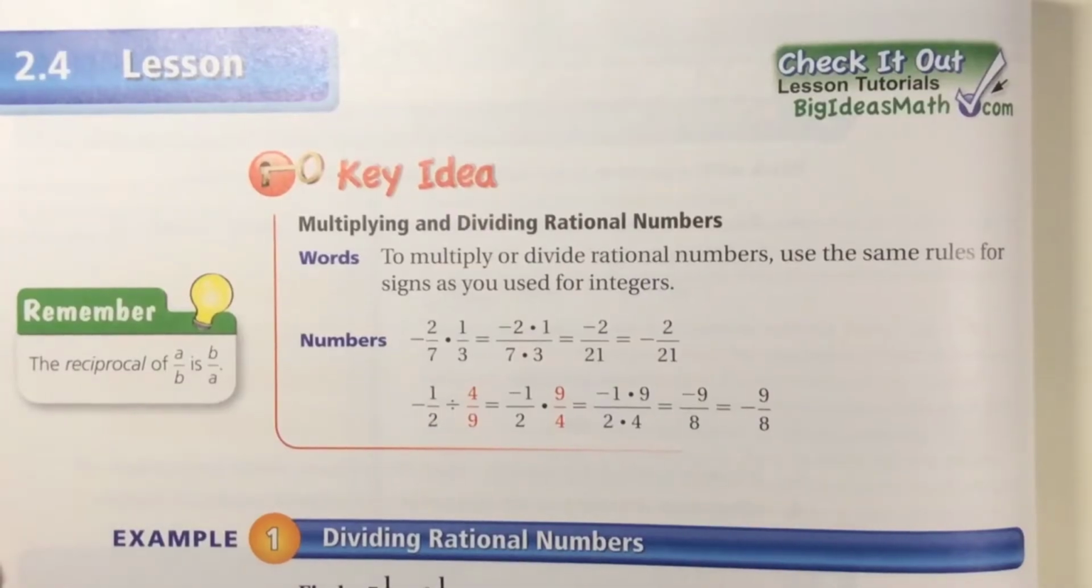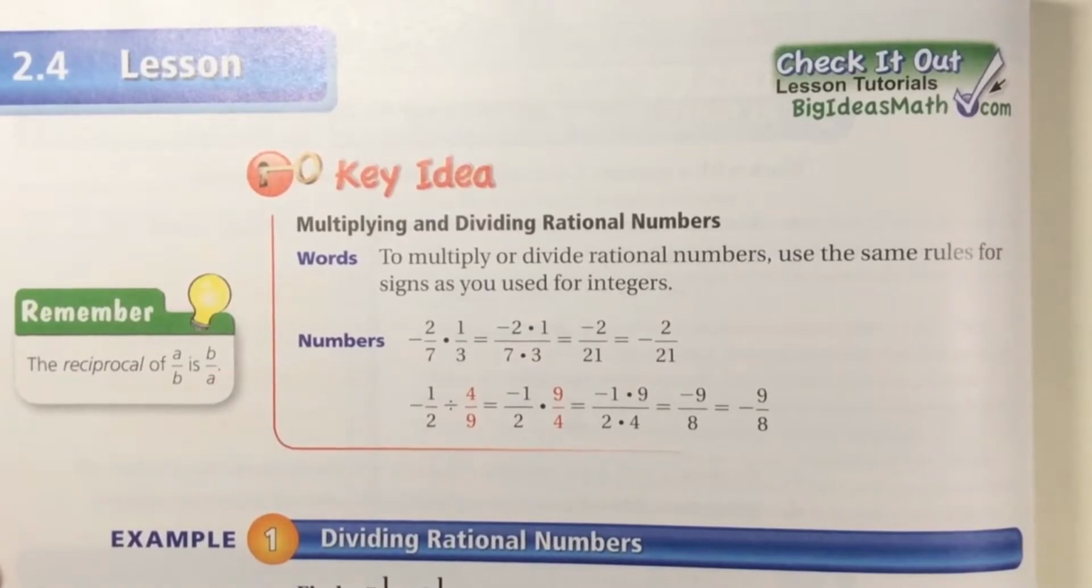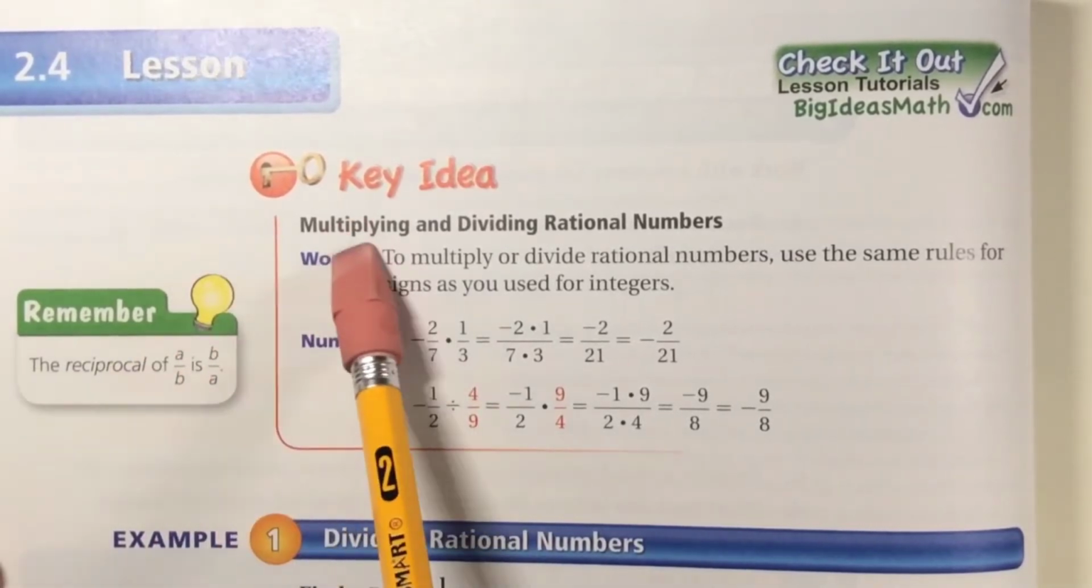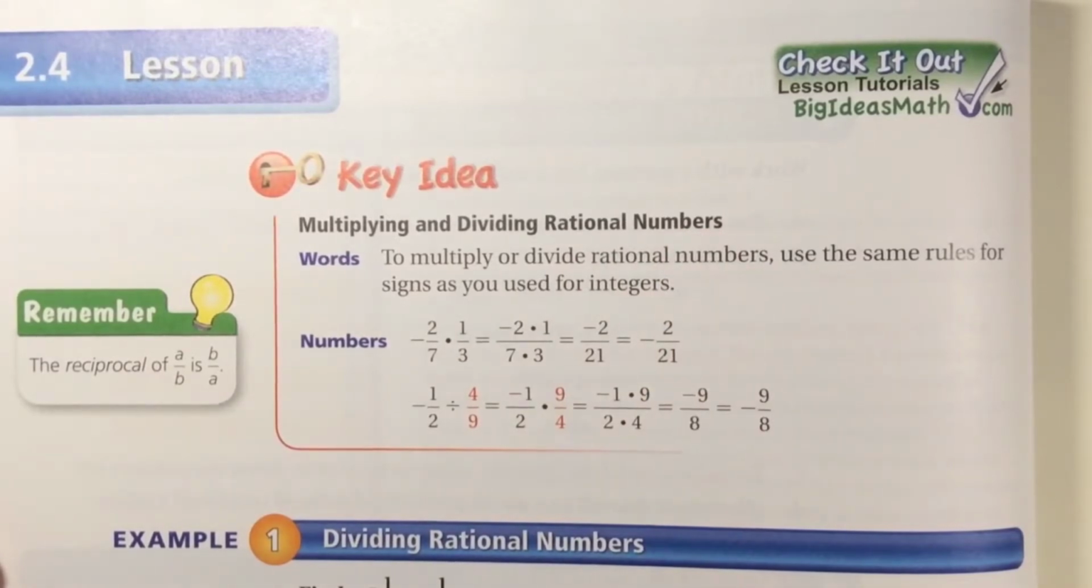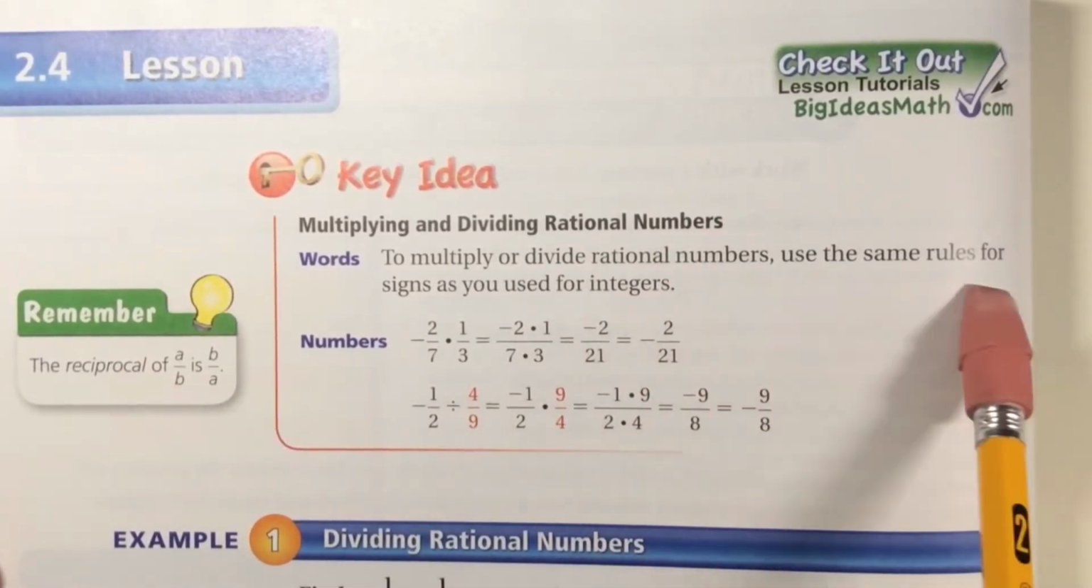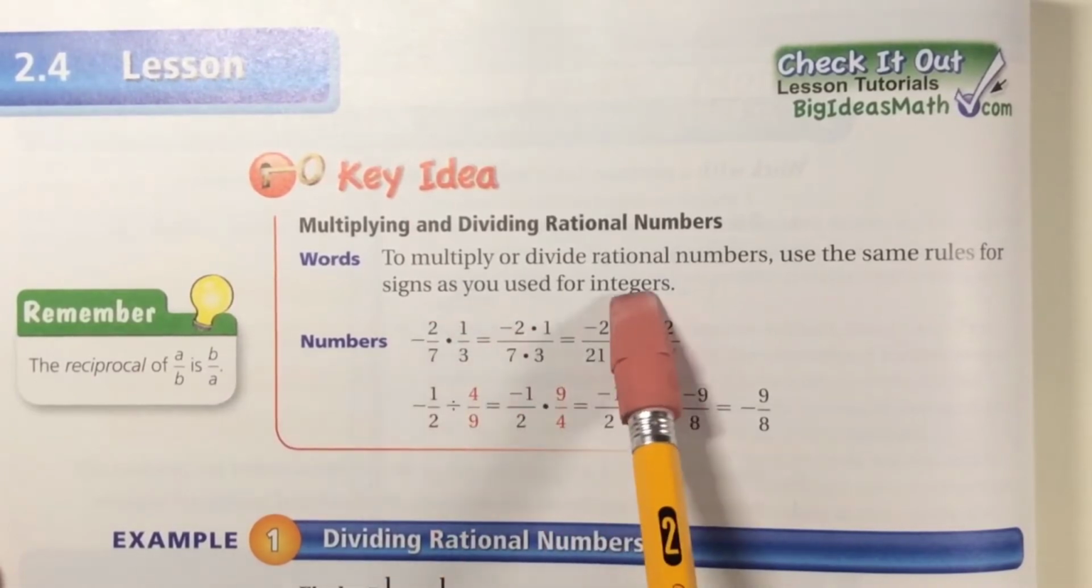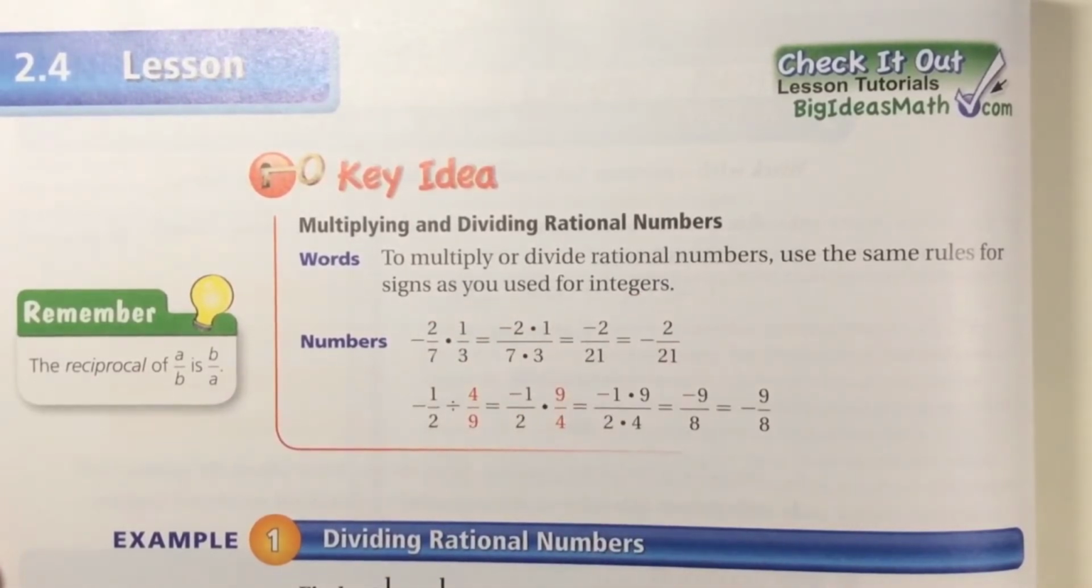Okay, this is lesson 2.4, which is on page 66 of your math book. And we're talking about multiplying and dividing rational numbers. So when we're multiplying and dividing rational numbers, use the same rules for signs as you did for integers. So same sign will make it positive, different signs will make it negative.